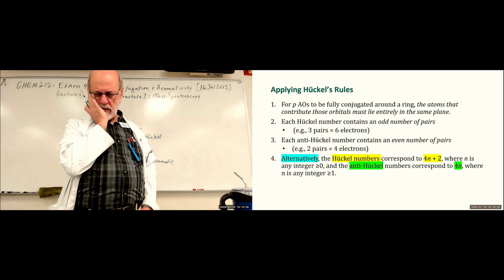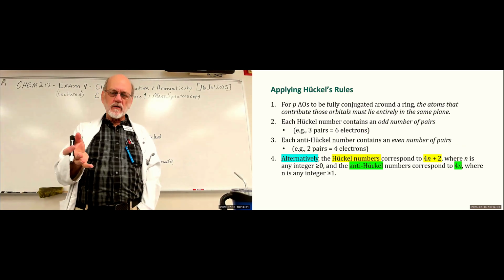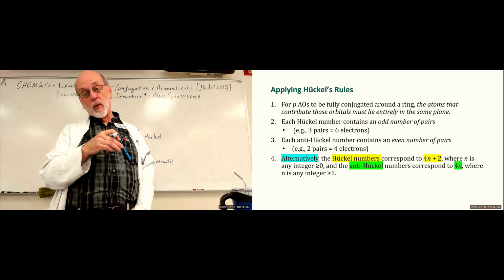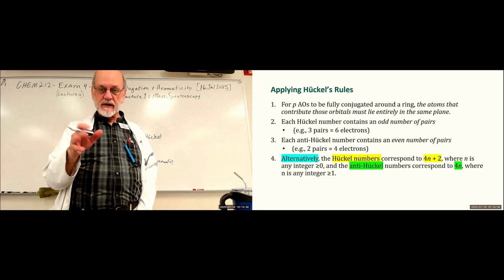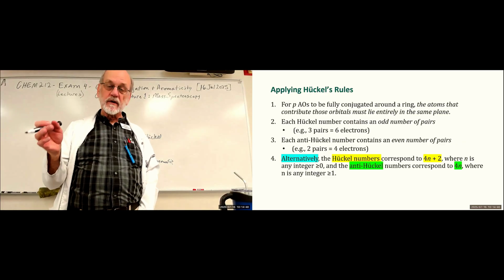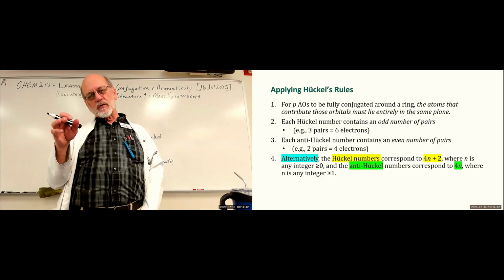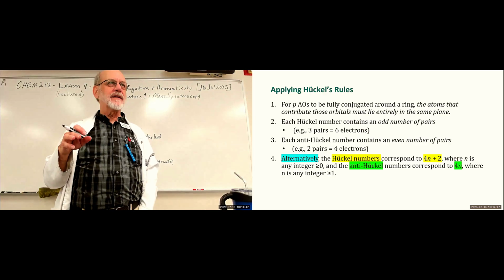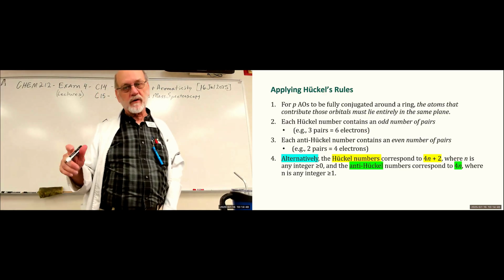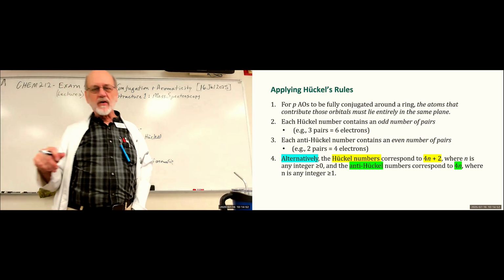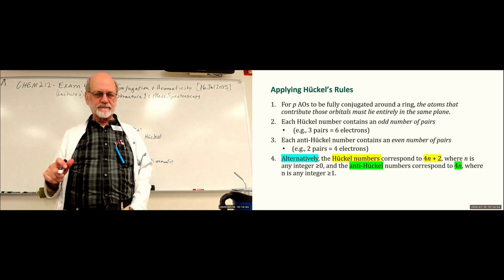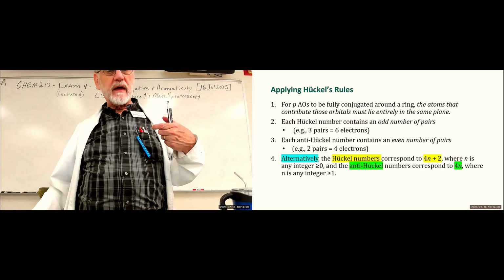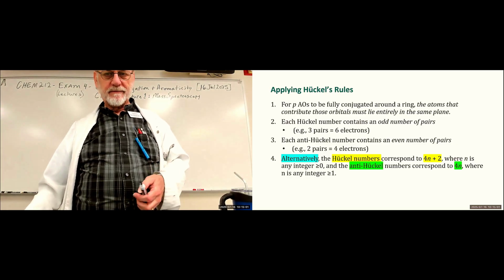So if n is 0, you get 2. That's one pair, an odd number. If n is 1, then you get 4 plus 2, which is 6. That's 3 pairs, an odd number. What if n equals 4? That's 16 plus 2, which is 18. That's 9 times 2, another odd number. Okay, so it works. Whereas anti-Hückel numbers are just 4n without the 2, where n is any integer greater than or equal to 1.